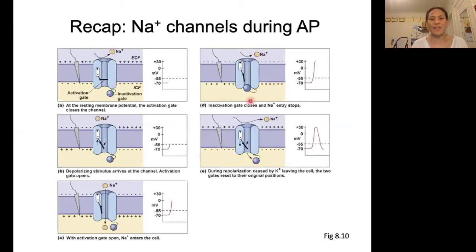And then finally, eventually, we're going to get our falling phase of our action potential, which is partly due to sodium not being able to come into the cell, but is also due to potassium leaving the cell. And then finally, we're going to get back to our resting membrane potential, and the gates are going to reset.